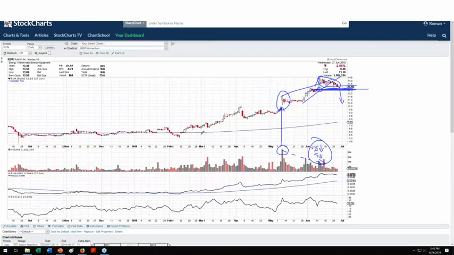up to here. We've done really well. Here is the point of entry. We could have entered here as well.